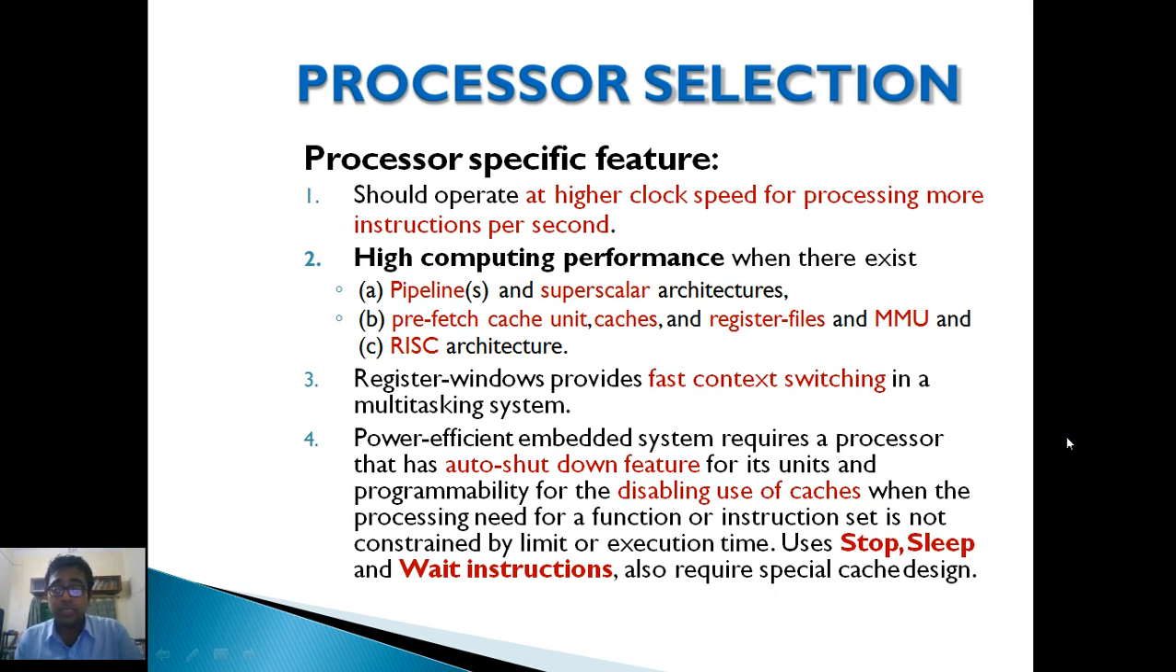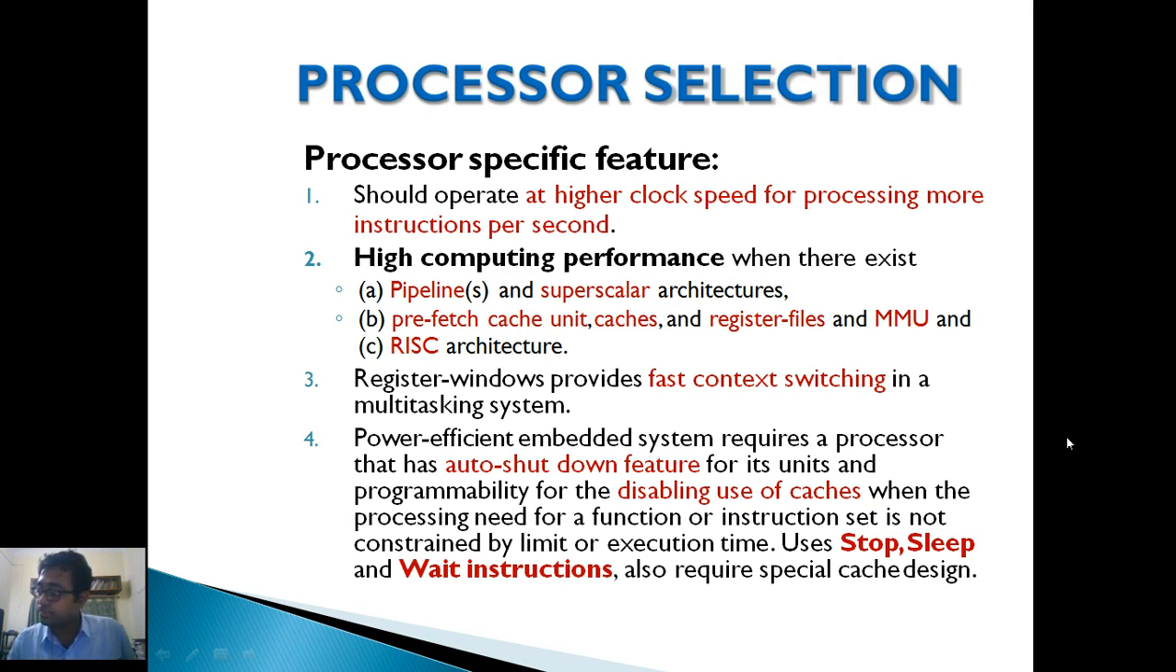A power-efficient embedded system requires a processor that has an auto shutdown feature for its units, and programmability for disabling the use of caches when the processing need for a function or instruction set is not constrained by a limit on execution time. It uses stop, sleep and wait instructions. It also requires special cache design. So if we want to have a complex program, we also need to have complex hardware. That's why they help each other.